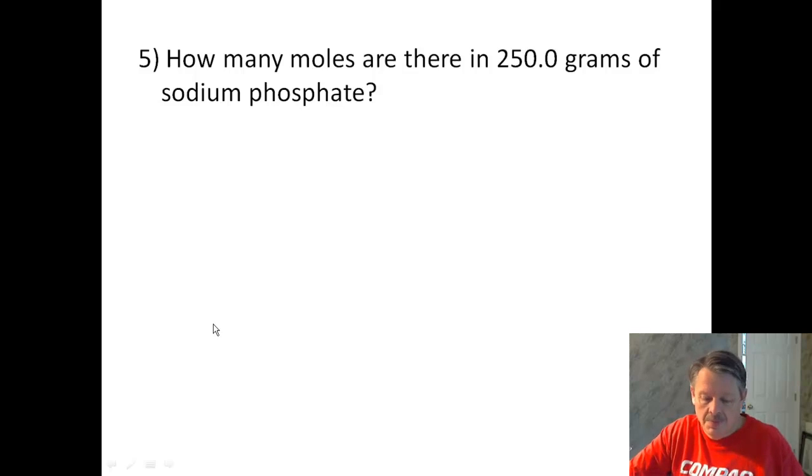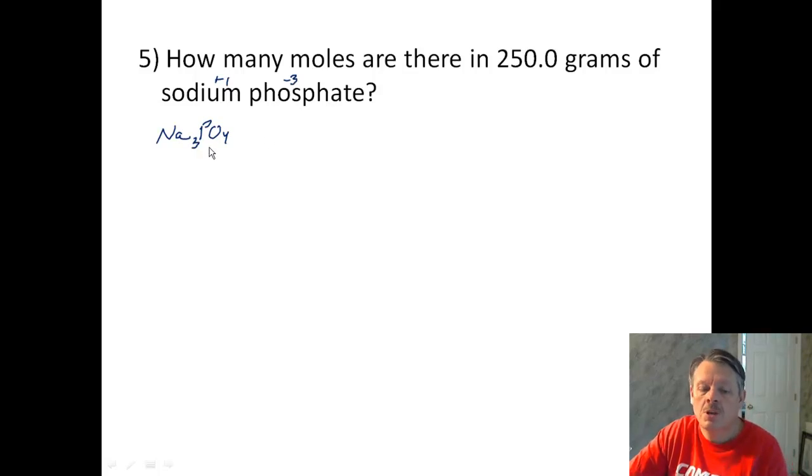Right. How about number 5? How many moles are there in 250 grams of sodium phosphate? Well, let's figure out sodium phosphate. Sodium is Na, phosphate is PO4. What are my charges? +1, -3. I cross them, so it's Na3PO4.